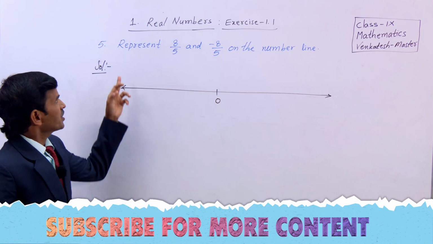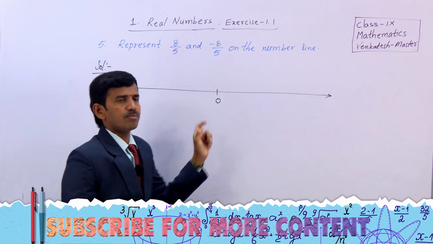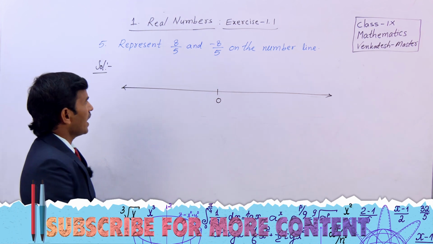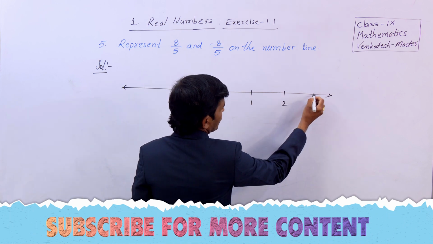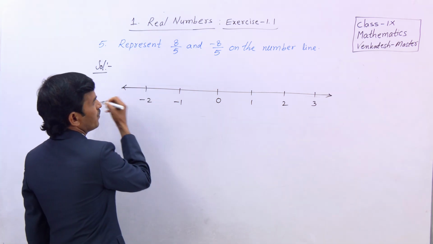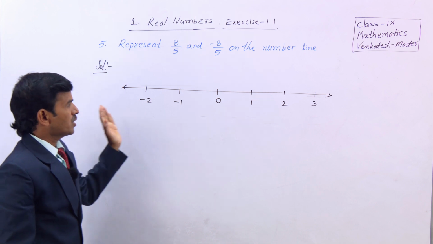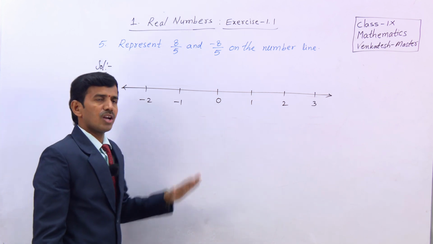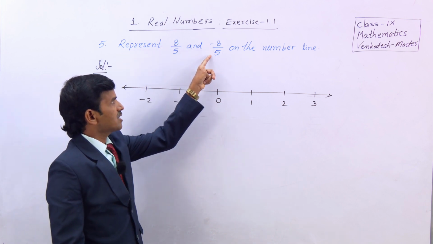In order to represent 8 by 5 and minus 8 by 5 on the number line, consider the number line as 0, 1, 2, 3, and here minus 1, minus 2. If you extend, we can also get minus 3 and so on. So in the number line we can extend as per our requirement. So what are the numbers given here? 8 by 5 and minus 8 by 5.